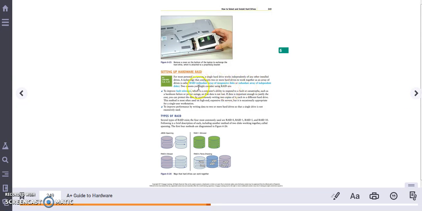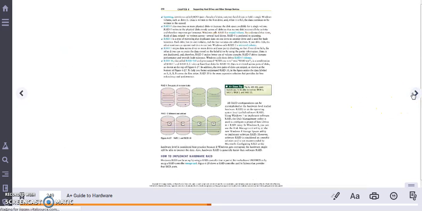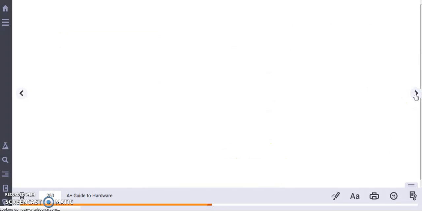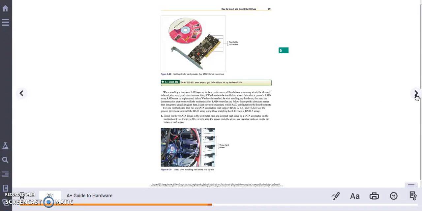And here the chapter talks about RAID hardware, redundant array of inexpensive disks or independent disks. There are different RAID configurations. As you can see here, RAID 0, 1, 5, RAID 10, also called RAID 1 plus 0. And then there's a hardware RAID. This is a real big drain on your system resources, so be wary before you try to set that up.